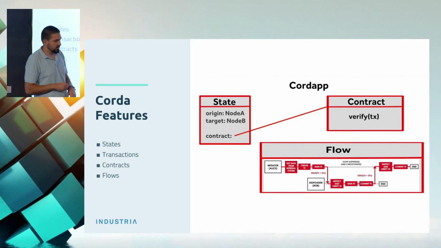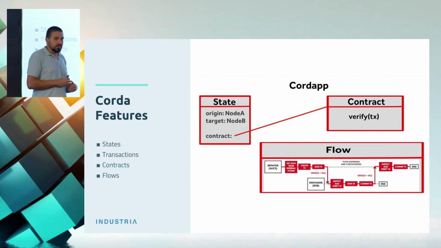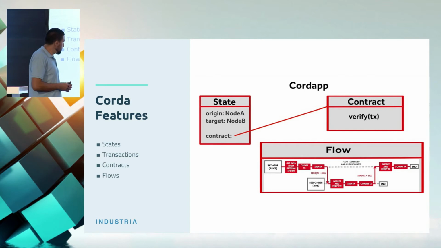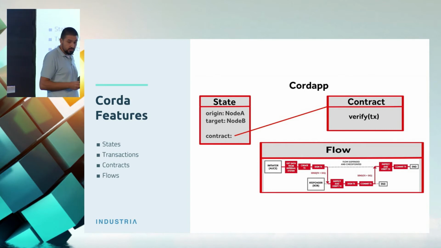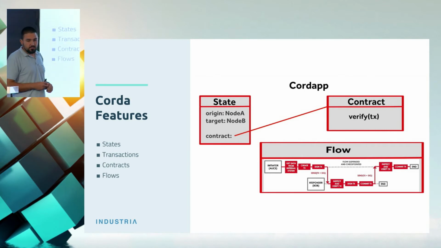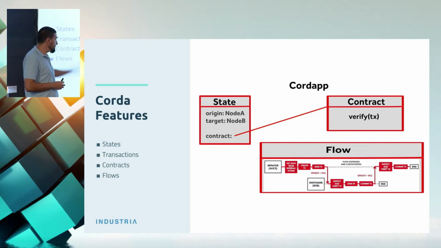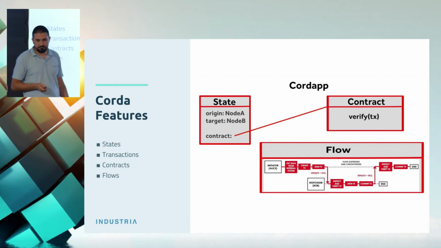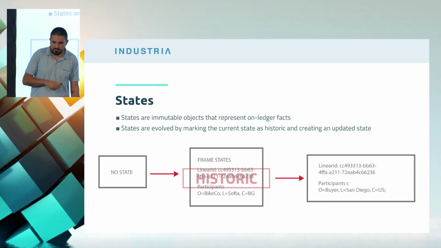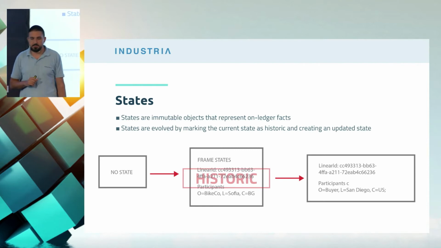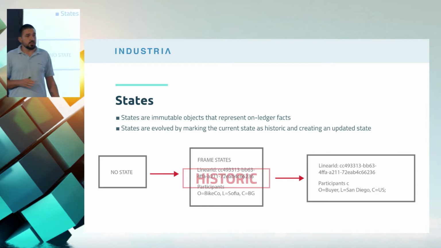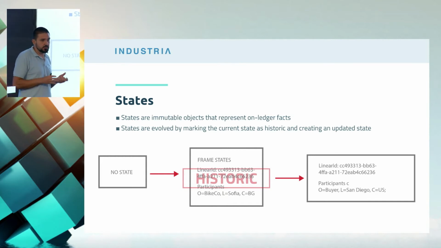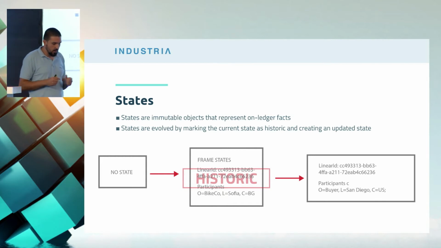We can name these Corda applications Corda apps, like the distributed applications that you know, but because they are for Corda, Corda apps. The main features of Corda needed to develop a Corda app are states, contracts, flows, and obviously transactions. Let's start with states. What are states? States are immutable objects that represent on-ledger facts.